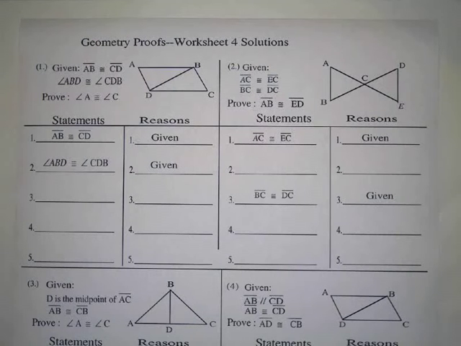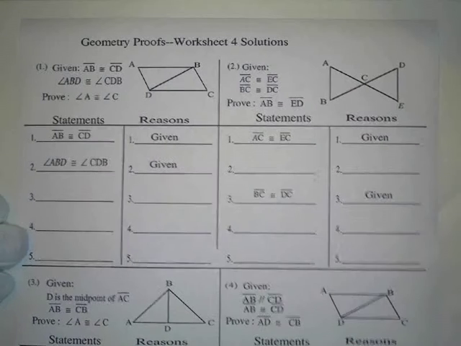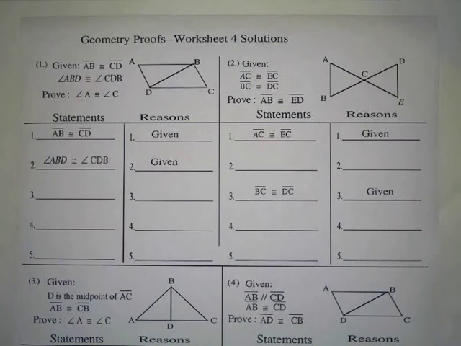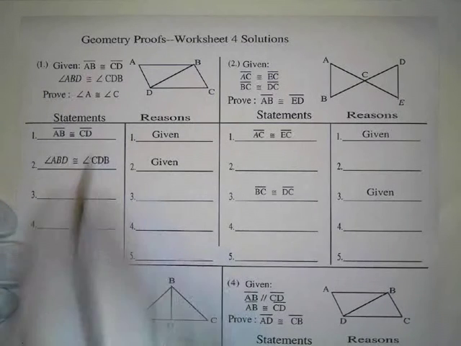Okay, these are some of the geometric proofs worksheet problems, and these are the solutions. So number one, and these are on your worksheet, so take a look at what we've got. We're given that AB is congruent to CD, and I actually put this in to save a little bit of time.